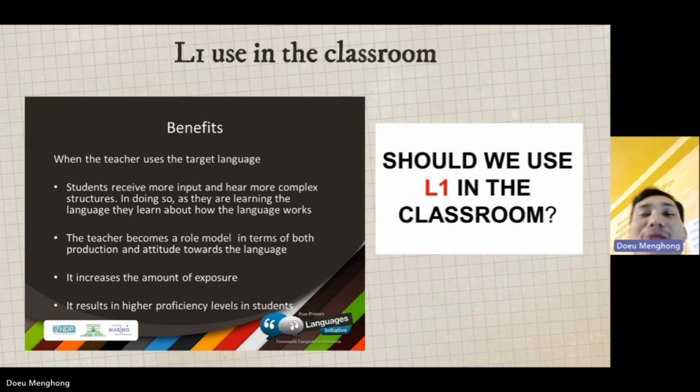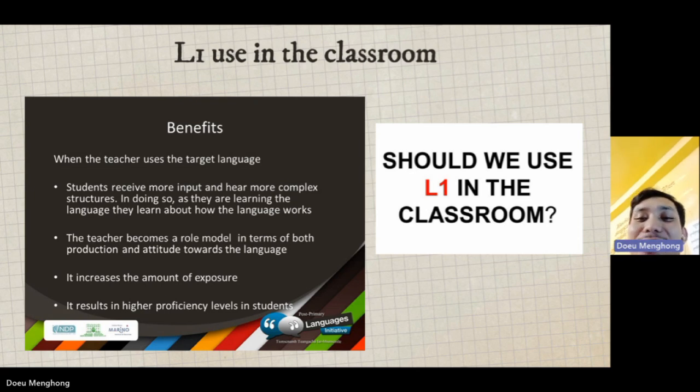For example, we know that approaches have been developing. The recent approach that most schools adhere to is the communicative approach, and mostly it uses more of the target language in the classroom. That is the benefit that we gain by using the target language, for example, increasing the amount of exposure. That is the thing that we need to consider when using the target language.